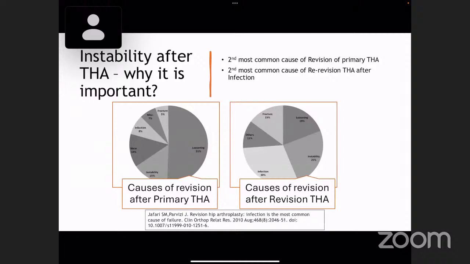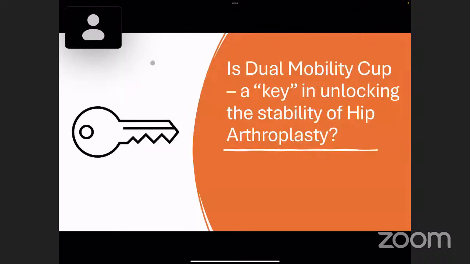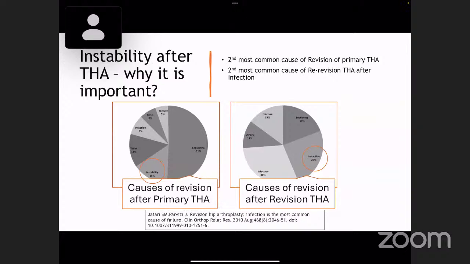We can't hear you properly. Instability is the second most common cause of revision. Sir, is it audible now? Not clear. Voice is not clear. Dr. Chandan, can you speak up? Sir, now I am audible. Yeah, you're audible. Go ahead.